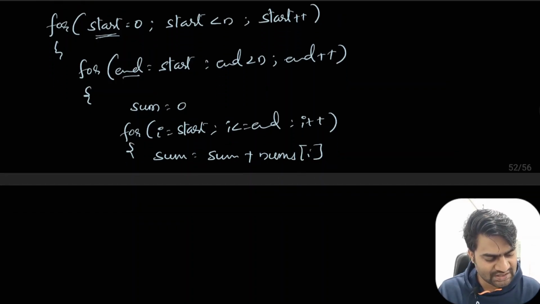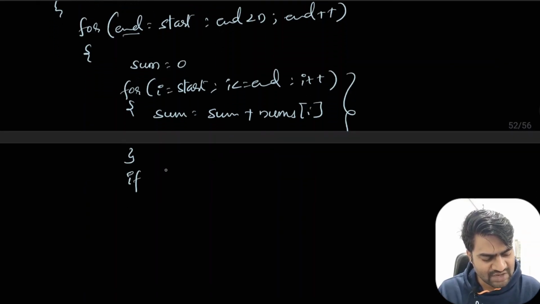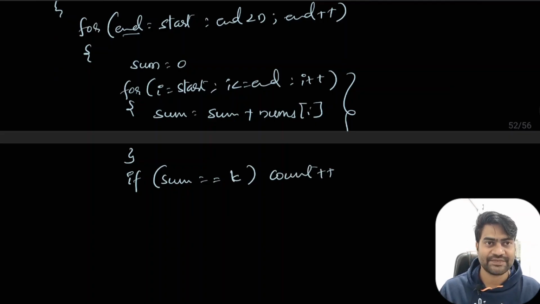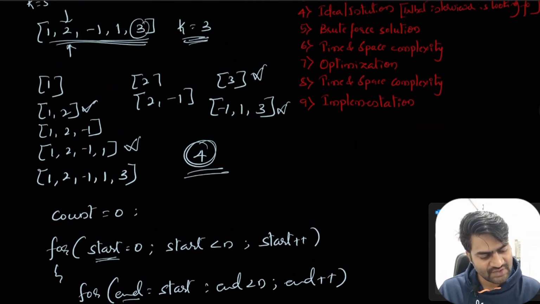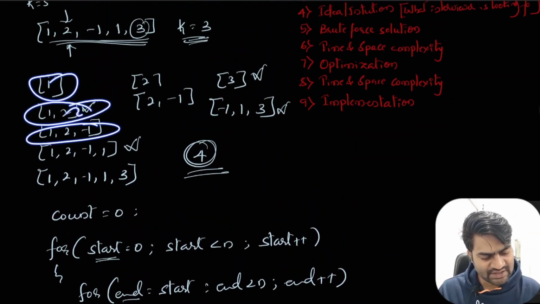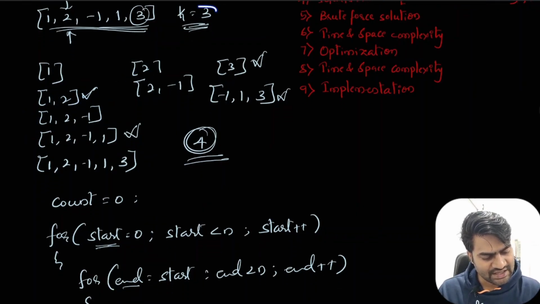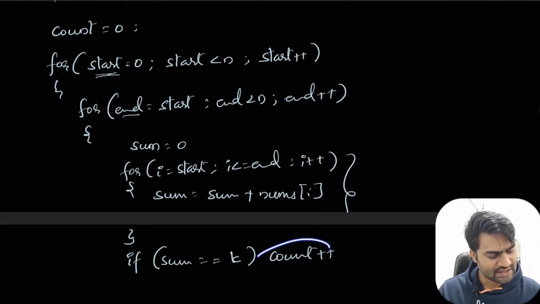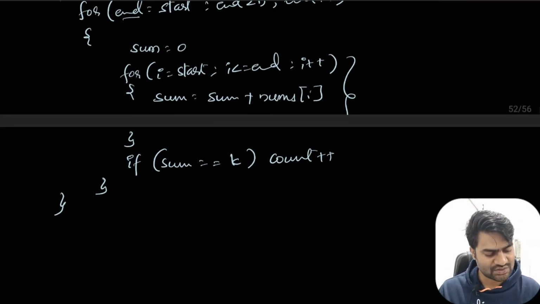So after this particular subarray, I will check if my sum equals k, then I will increase my counter. So basically I will generate all these subarrays, then I will iterate and find the sum. If sum is equal to our value k, then I will increase my counter. So this way we will be able to get our total count. So at the end I will simply return count here.